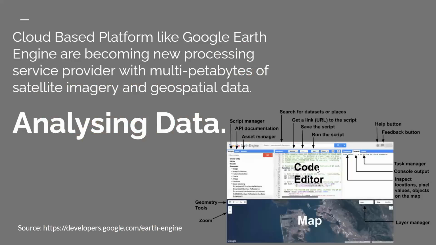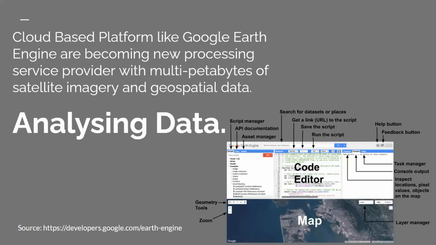Now we can see that in advanced learning, cloud platforms like Google Earth Engine are becoming new processing service providers, with multi-petabytes of satellite imagery and geospatial data. Google Earth Engine is such a great technology that with some code we can do big things that would take hours of work in software. So coding is such a great thing.